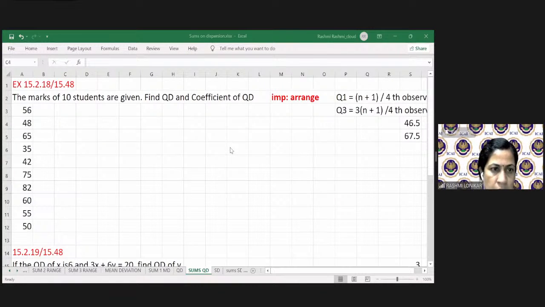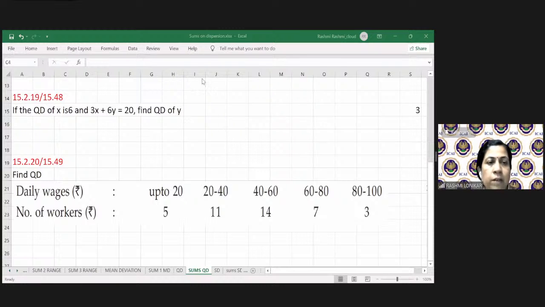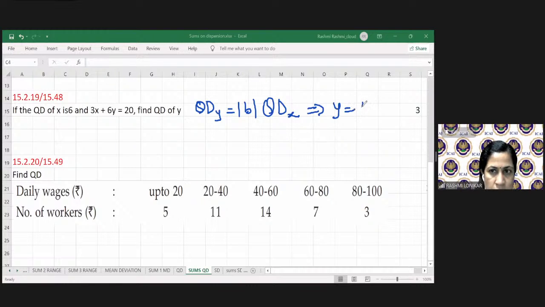That is 15.2.19 on page 15.48. Okay, so if the quartile deviation of x is given and an equation is given, find the quartile deviation of y. So you remember that quartile deviation is unaffected by change of origin, but it is affected by change of scale. So quartile deviation of y is equal to mod b into quartile deviation of x. The important thing here is I have to write the equation in the form y is equal to a plus bx.